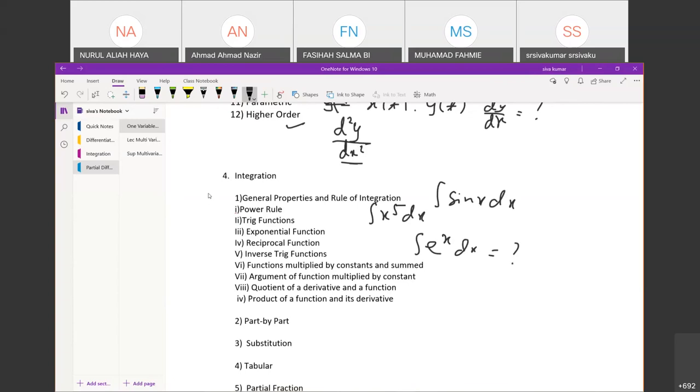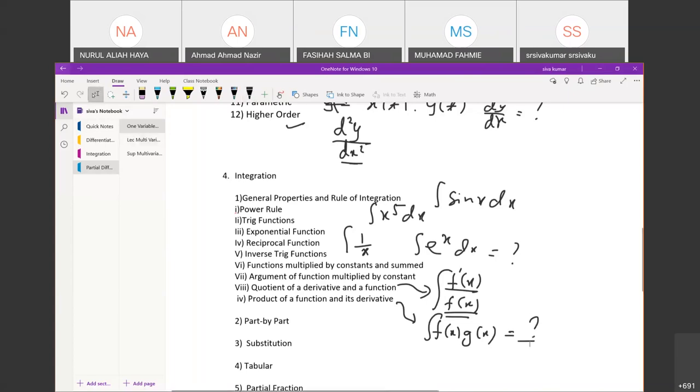What is the answer? Reciprocal function actually is a reverse in order. For example, 1 over x if I do. Inverse trig function, how do you handle? And so on. You can see function multiplied by a constant, sum. Argument function multiplied by a constant. Quotient, for example, if you notice f'(x) over f(x), if I differentiate, what do I get? This is actually the quotient derivative. Product function, for example, f(x), g(x), how do you differentiate this?